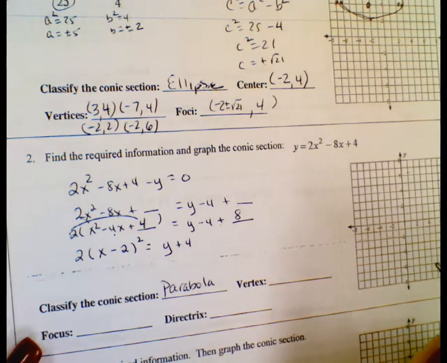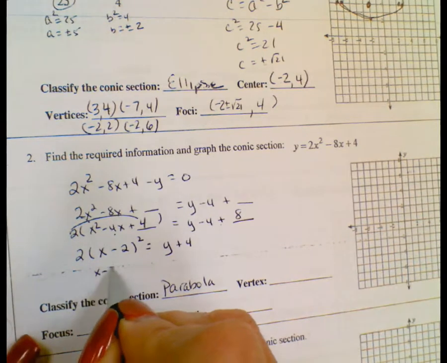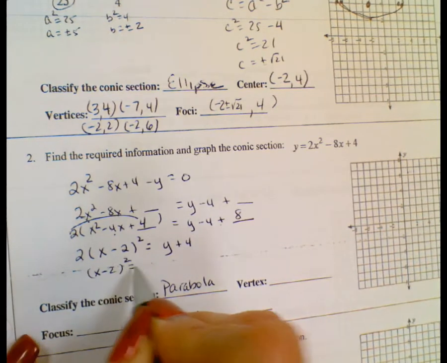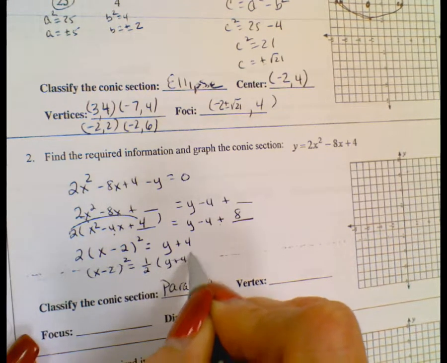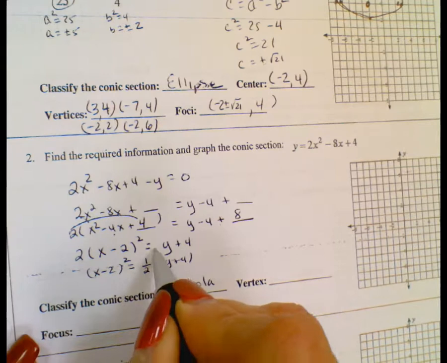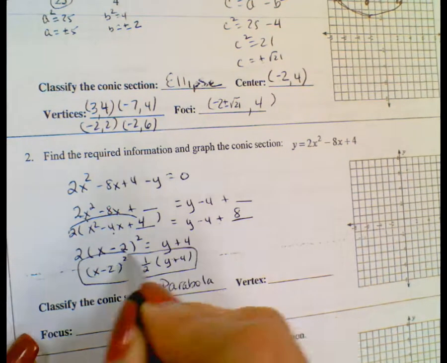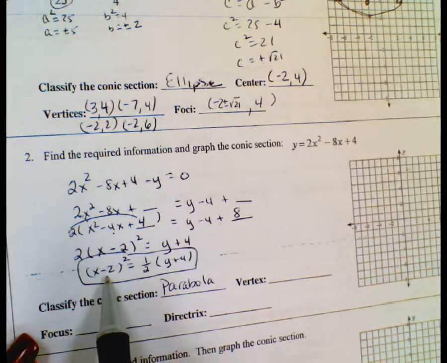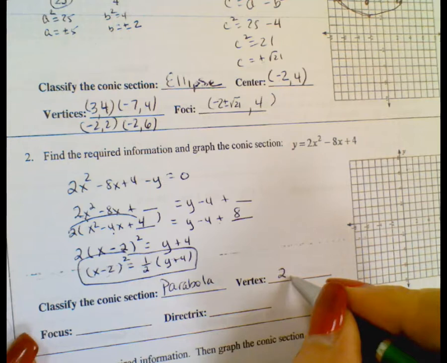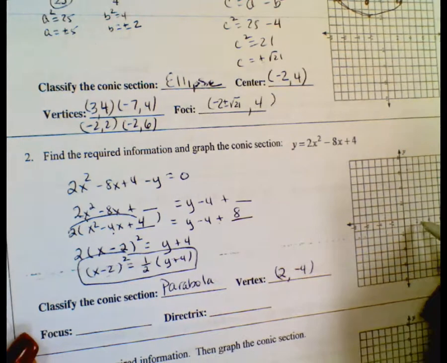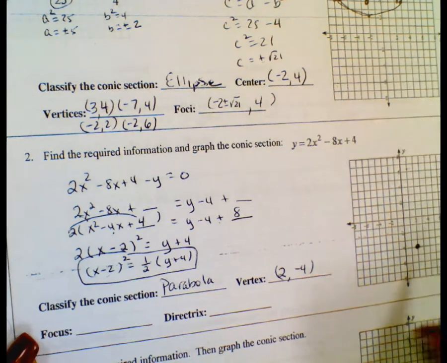Now this is just about done. In standard form, we need to get rid of the 2. So if you divide both sides by 2, I'm just going to write it as 1/2 y plus 4. Dividing both sides by 2, there's a 1/2 on the other side. So this is your standard form. This tells you a lot. It tells you what your vertex is, first of all. The opposite of the number with x is 2, and the opposite of the number with y is -4, which is right there.